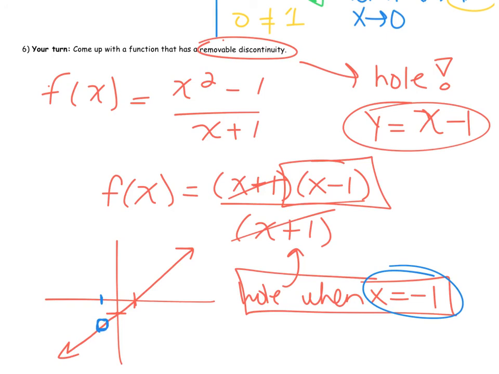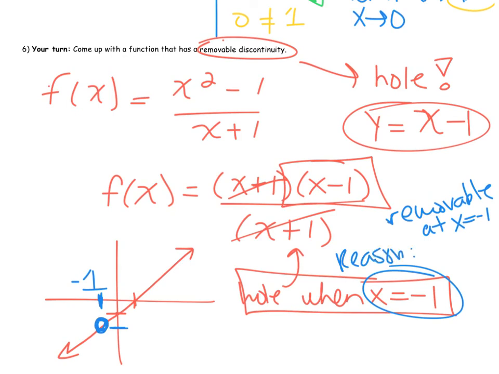This would be a removable discontinuity at x equaling negative 1. And the reason why this is discontinuous is because there's actually no y value when x equals negative 1. So when x equals negative 1, this actually has a hole here, so there's no y value. So again, I'll write our reason why this is discontinuous and removable is because f of negative 1 is the empty set. There's no actual value.